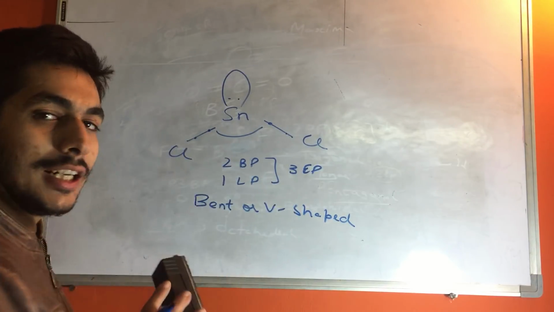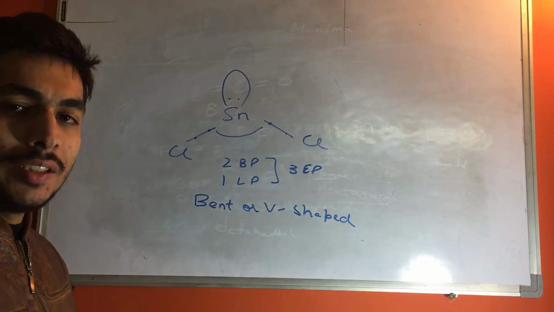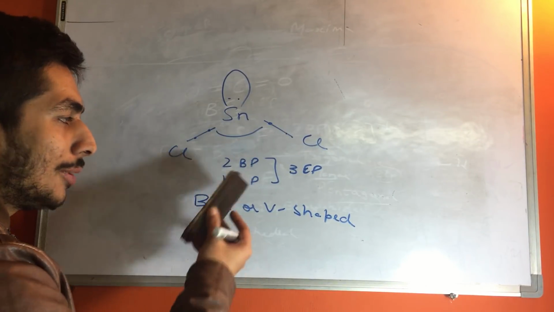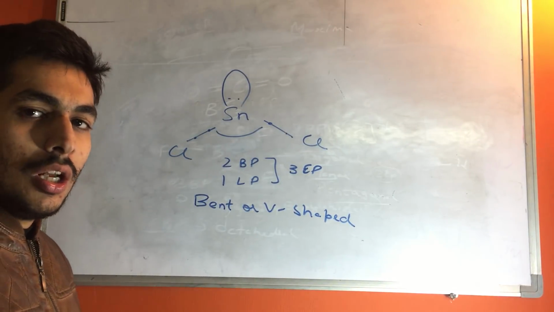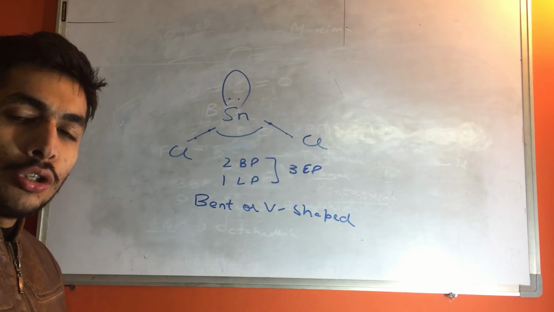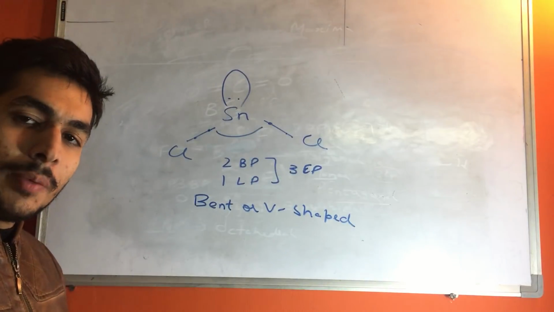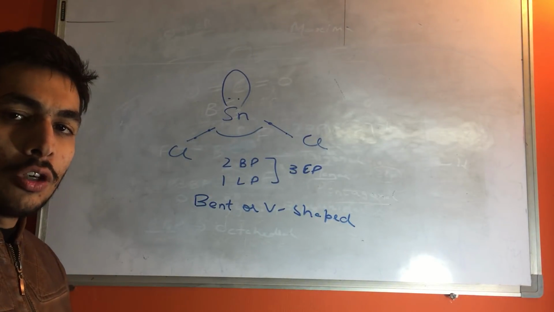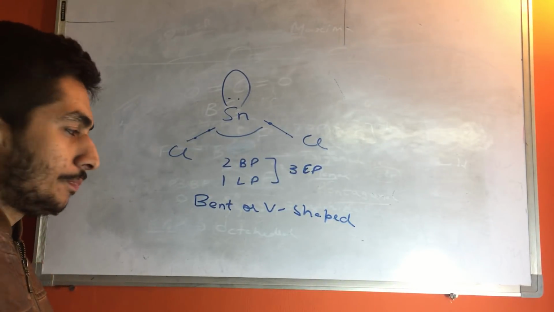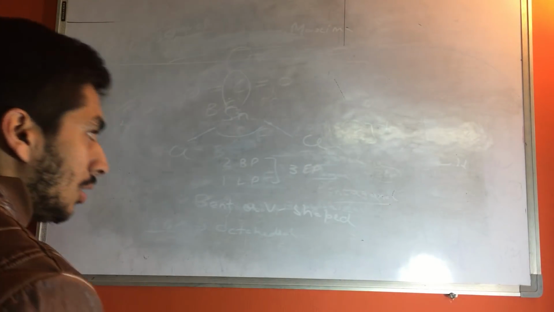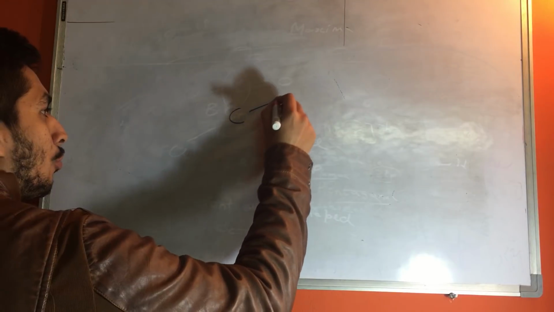Why? Because it has 3 electron pairs. So the molecular geometry is dependent on the electron pairs, and the shape depends on how many bond pairs and lone pairs are present. So for BF3, the molecular geometry is trigonal planar, and the shape is also trigonal planar. So both are trigonal planar for BF3, right? Now what about methane, CH4? Now CH4 has 4 bond pairs.